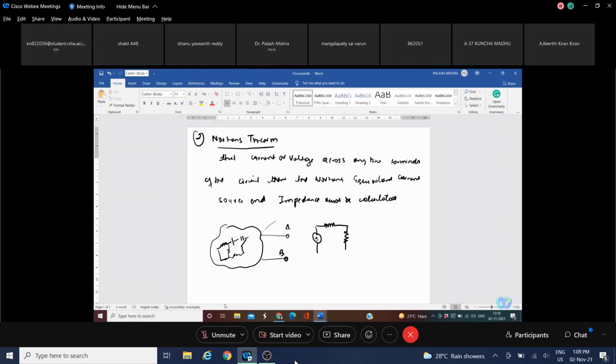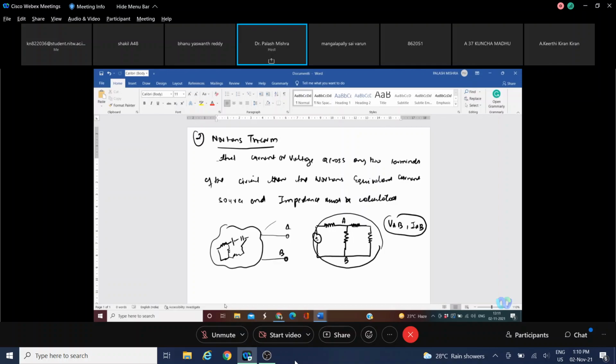Suppose this is a very simple network. I'm just drawing here. And suppose this is terminal A, this is terminal B. And if someone asks you that for this network, you have to find out what is VAB and IAB using Norton's theorem.